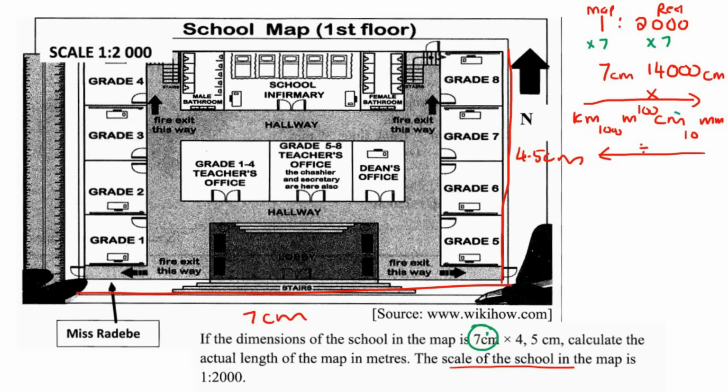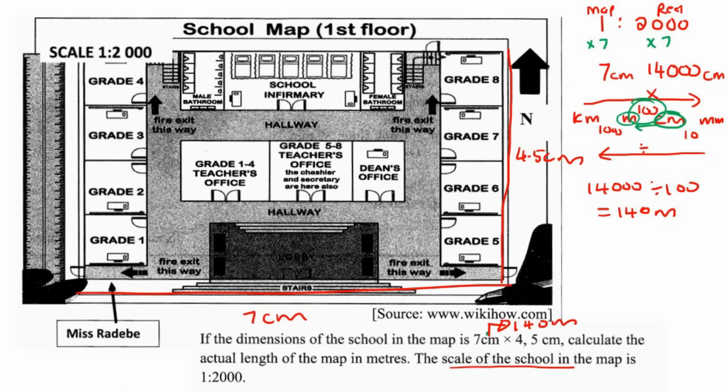So because we are going from centimeters to meters, we will divide, because we're going to the left. So we will divide by 100. We could say 14,000 divided by 100, and that's going to give us 140 meters. Okay, so that's the 7 centimeters. So the 7 centimeters is 140 meters.